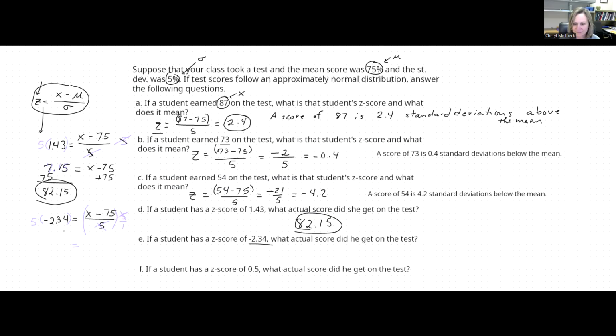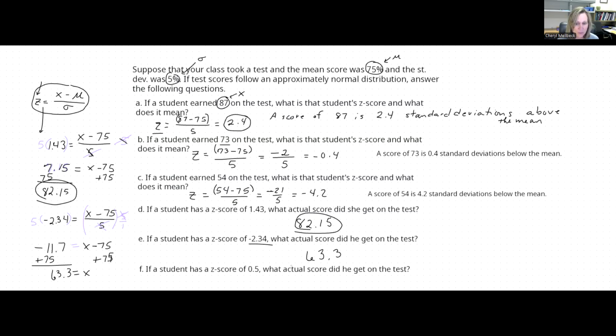Pause the video. When we multiply that out, we get a negative 11.7 will equal x minus 75. So to make this work and solve for x, we have to add the 75 to that amount. No, we're subtracting actually, because 75 will be subtracting the 11.7. So we're going to get 63.3 as the test score.